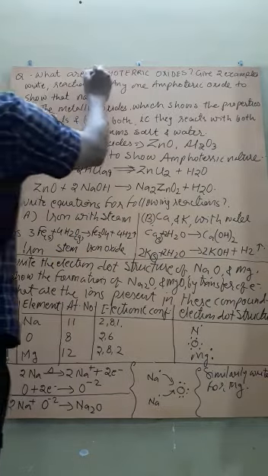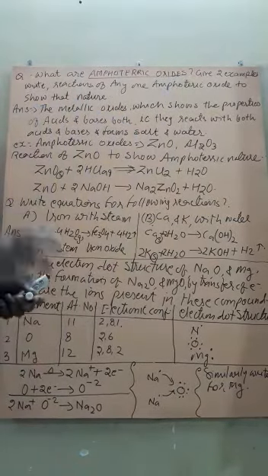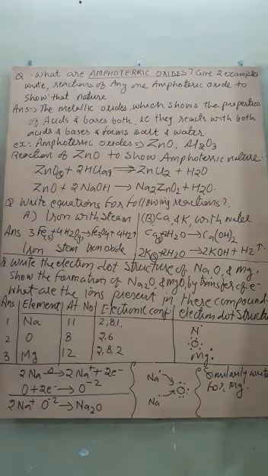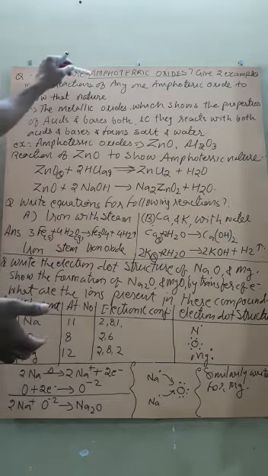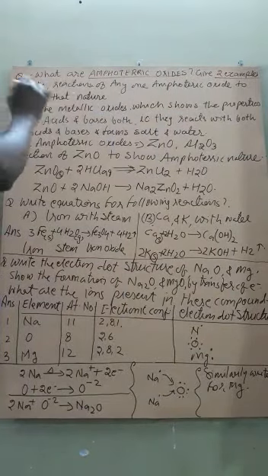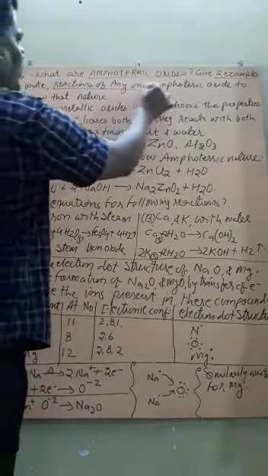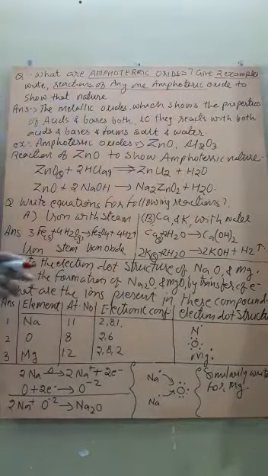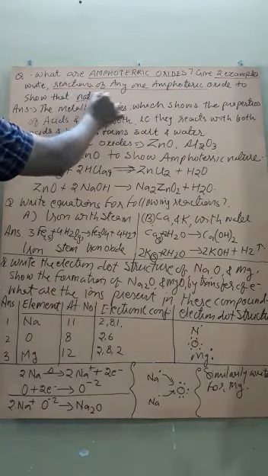First one: what are amphoteric oxides? Students, you know that metals and non-metals react with oxygen and thus form oxides. Some of the oxides are amphoteric in nature, therefore the question is, what are amphoteric oxides? You have to give two examples of amphoteric oxides and write reactions of any one amphoteric oxide to show that nature.